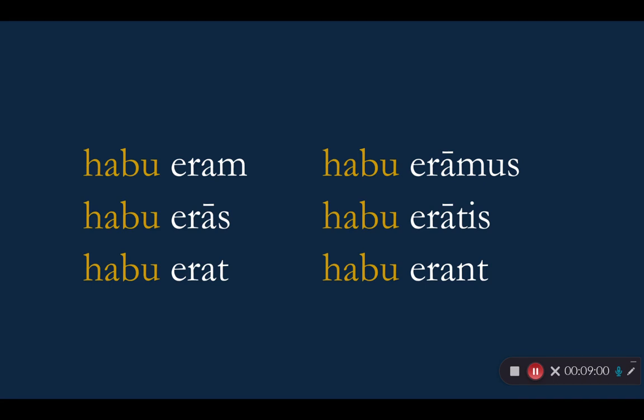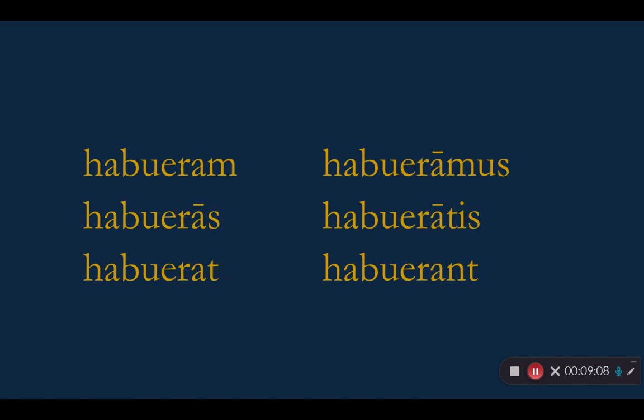Here's how these endings look on a perfect stem. Here, habu. Now conjugate habeo in the pluperfect tense out loud with me. Habueram, habueras, habuerat. Habueramus, habueratis, habuerant.